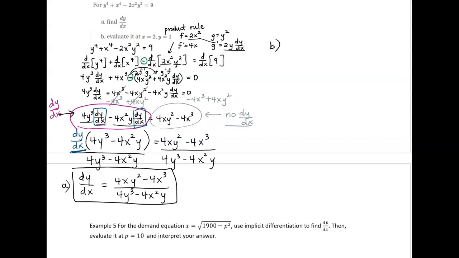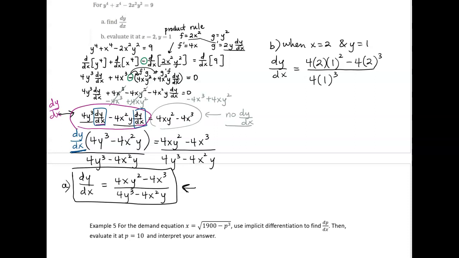Part B is asking us to evaluate dy/dx when x is equal to 2 and when y is equal to 1. So when x is equal to 2 and y is equal to 1, we are going to plug those values into dy/dx, this expression down here. So in the numerator, we would have 4 times x, so that's times 2, times y squared, so times 1 squared, minus 4x cubed, so that's 4 times 2 cubed, divided by 4y cubed, so that's 4 times 1 cubed, minus 4x squared is 2 squared, times y is 1.